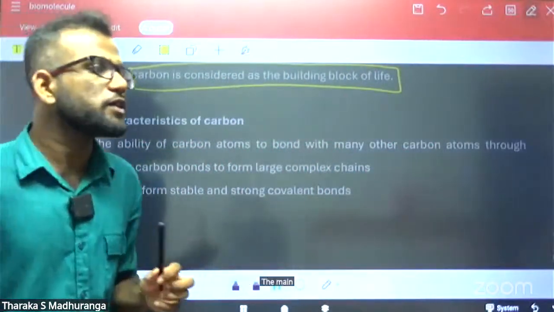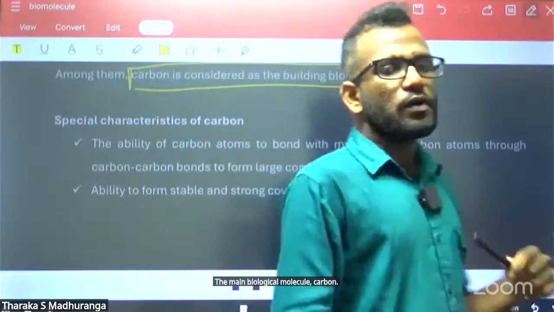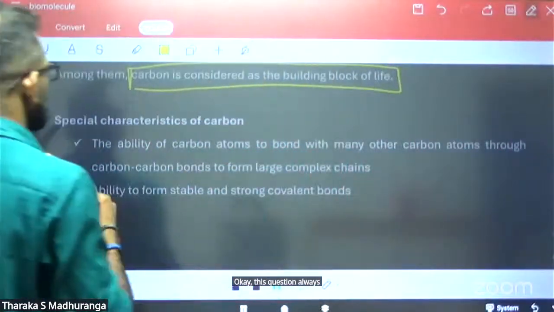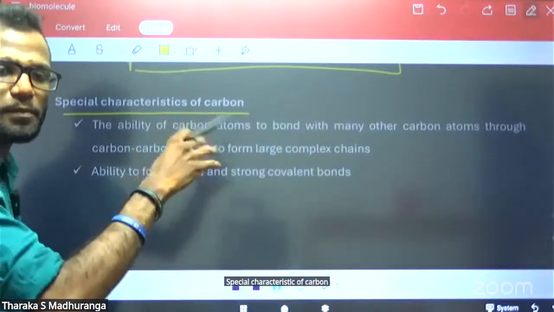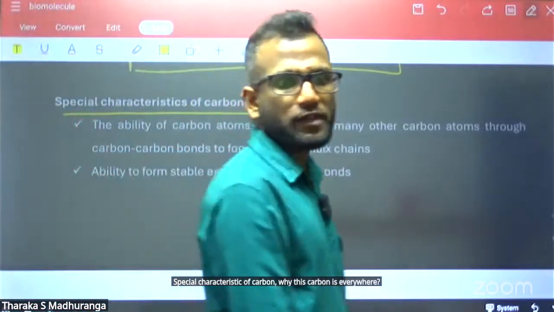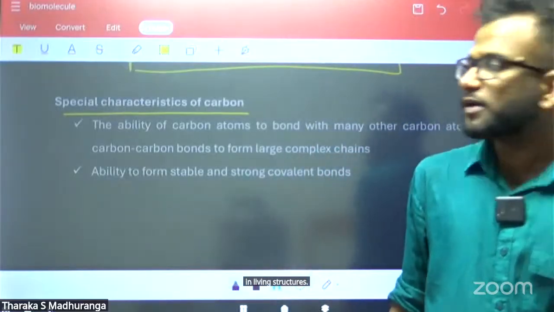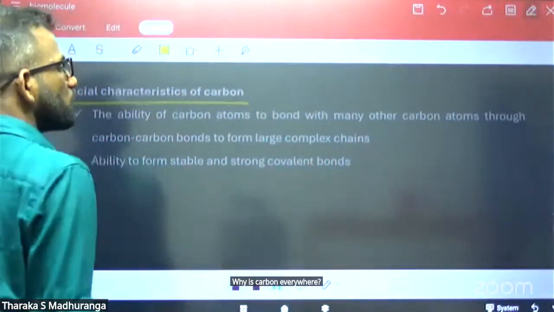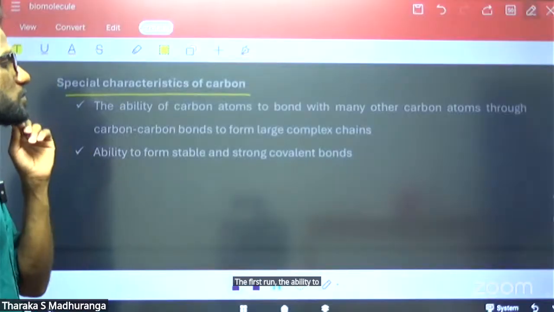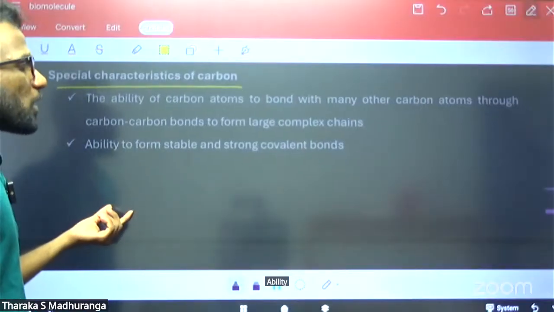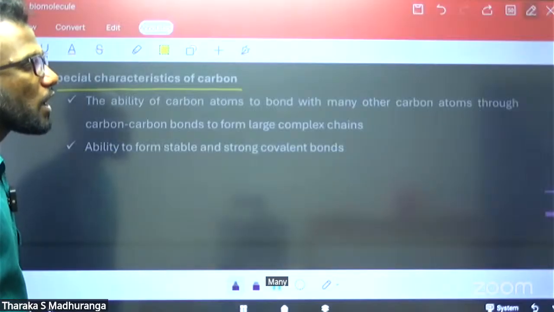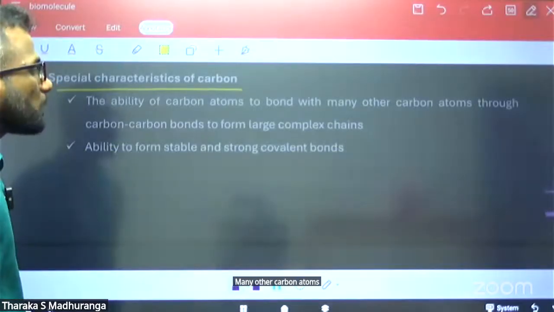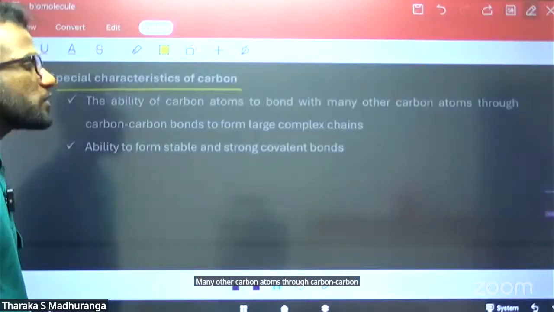The main biological molecule, carbon. This question is always asked: what is the special characteristic of carbon? Why is carbon everywhere in living structures? The first reason is the ability of carbon atoms to bond with many other carbon atoms through carbon-carbon bonds to form large complex chains.